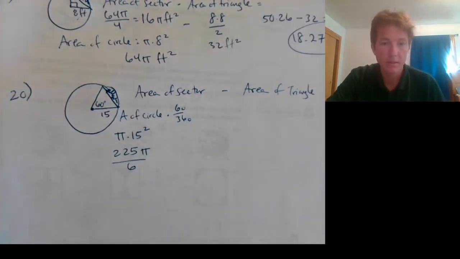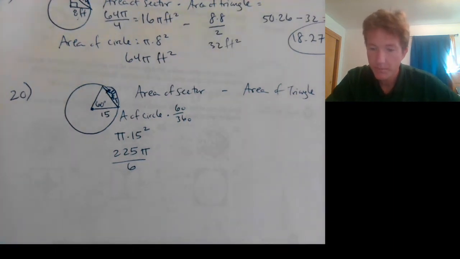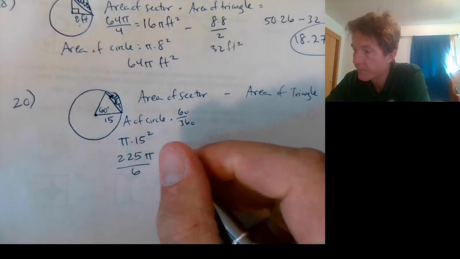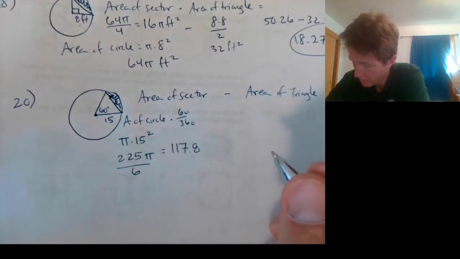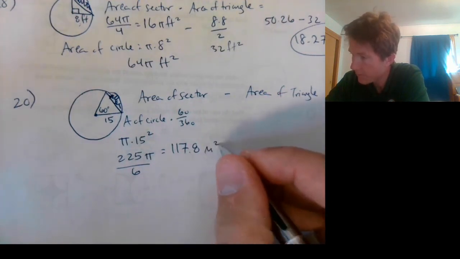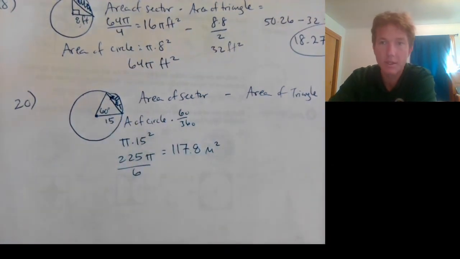What I'm going to do right now is approximate that into decimals. Why? Because we'll be subtracting a whole number. So I need some decimals here. So this is equal to 117.8, and we're looking at meters squared. So that's the area of this little sector right here.